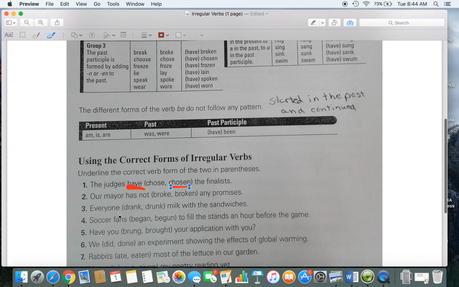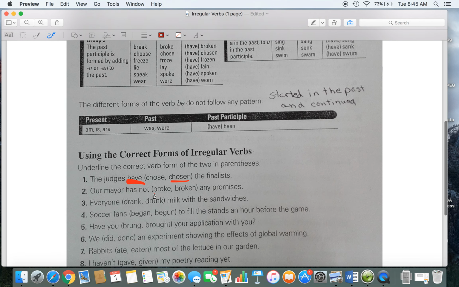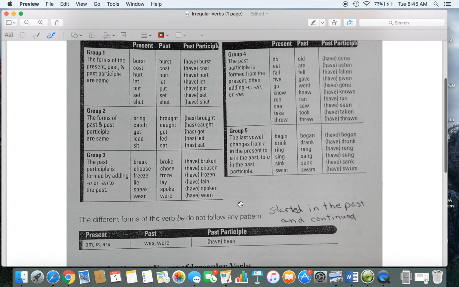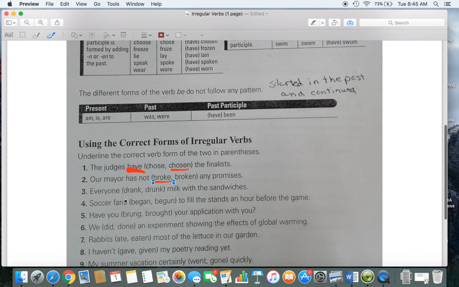Okay. Number 2, our mayor has not broken any promises. So the only past participles that use broke are these. And we can see that broke does not go with has, so we know that this is broke and not broken. Everyone drank milk with their sandwiches. Okay, so again, we can go back up here and look for drink, and we can see that in the past it's drank. There is no have or has, so it can't be drunk.